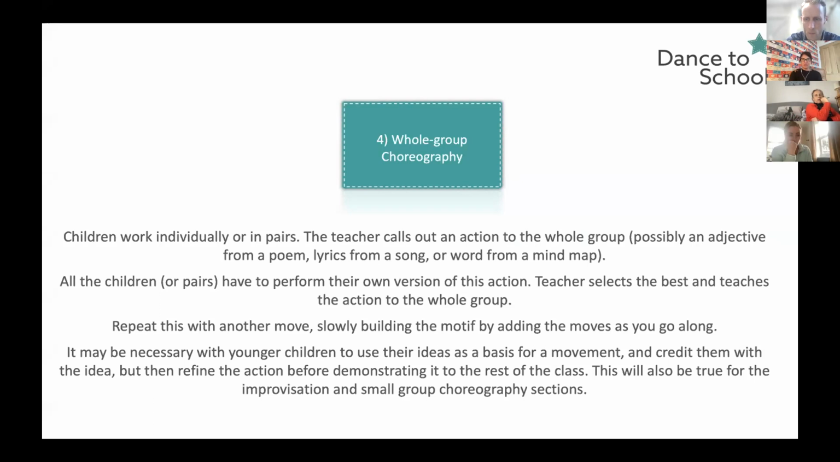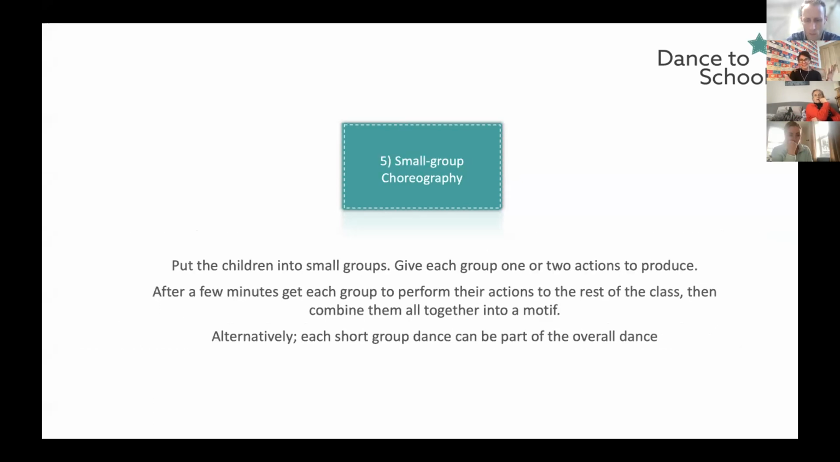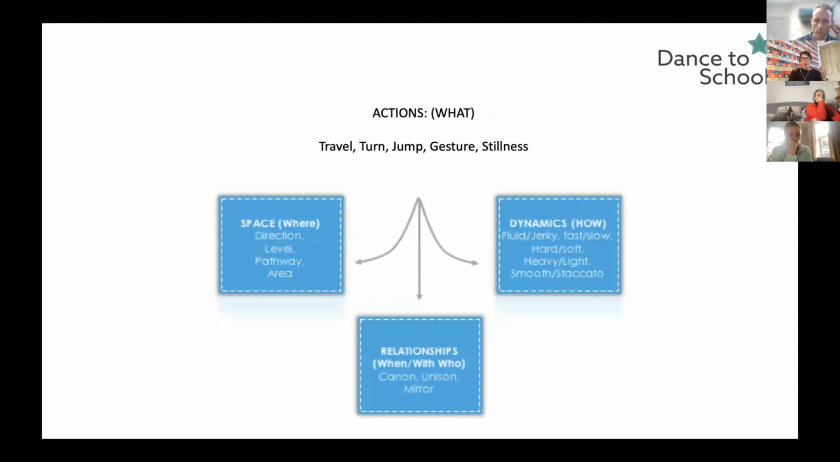And then small group, unsurprisingly, you put children in a small group, you might give them a picture, might give them a poem, might give them a prop, but they just come up with actions. So you could split your class into 6 groups. Each group has to make up 1 move, and then you all bring them together, and then you've got your little core of ideas. So that's a really quick whistle-stop tour of different ways of creating movement so that you don't have to do it as a teacher. Once you've got those movements, you then start to think about, right, space, relationships, and dynamics.